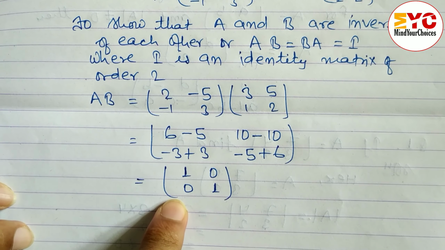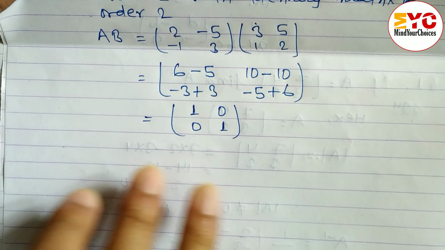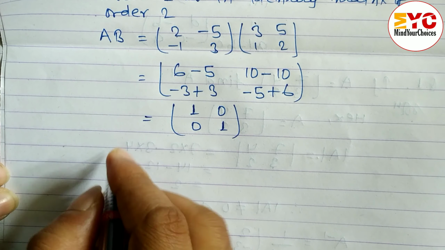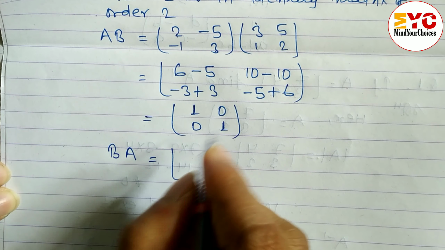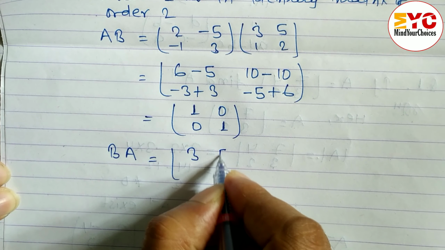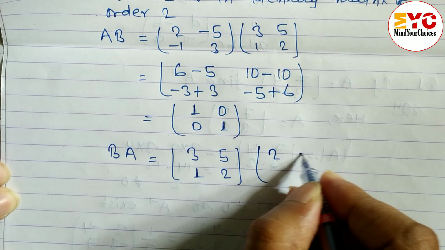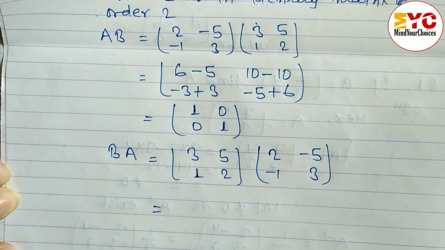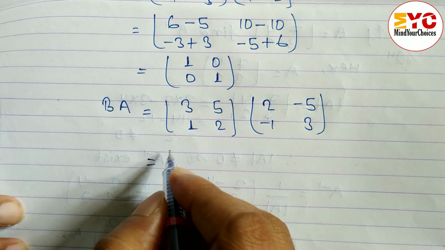Now look at here, this is the identity matrix, but we have to check BA to see whether they are inverses of each other or not. To show that, we have to find AB and also BA. Now matrix B is [3, 5; 1, 2], and matrix A is [2, -5; -1, 3]. Let's multiply these two and check whether they are inverses of each other or not.